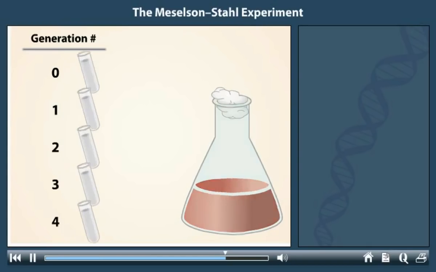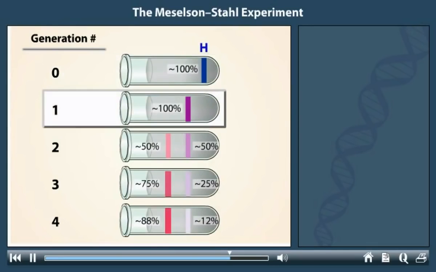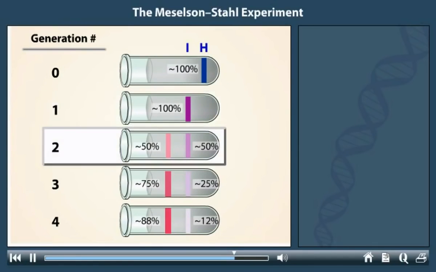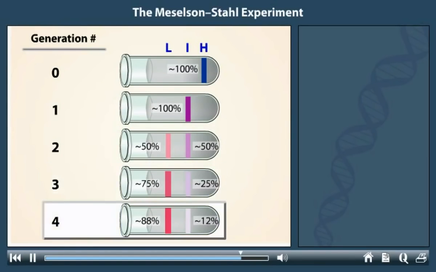Meselson and Stahl found the following results. In Generation 0, all of the DNA was in the heavy form. After one generation, the DNA was neither heavy nor light, but an intermediate density. After 2 generations, half of the DNA was light and half was intermediate. After additional generations, more of the DNA was in the light form and less in the intermediate form.